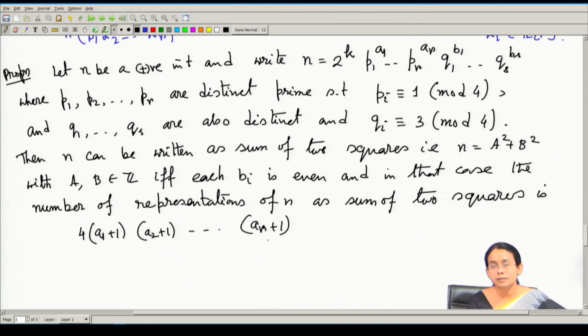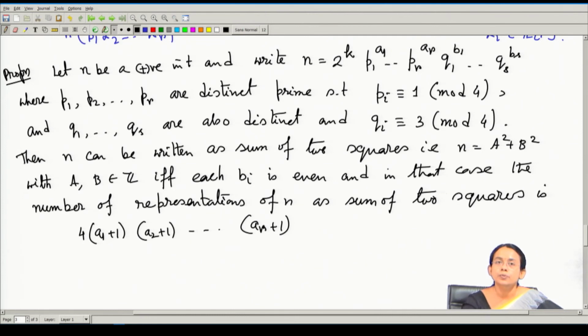So, basically we are seeing that there are many possibilities, up to units, from a1 plus 1 up to ar plus 1. We have already discussed that when all these pi's are congruent to 1 mod 4, then it can be written as a sum of two squares, and if these qi's are congruent to 3 mod 4, then they have to be present in even power. All these things we have already discussed.